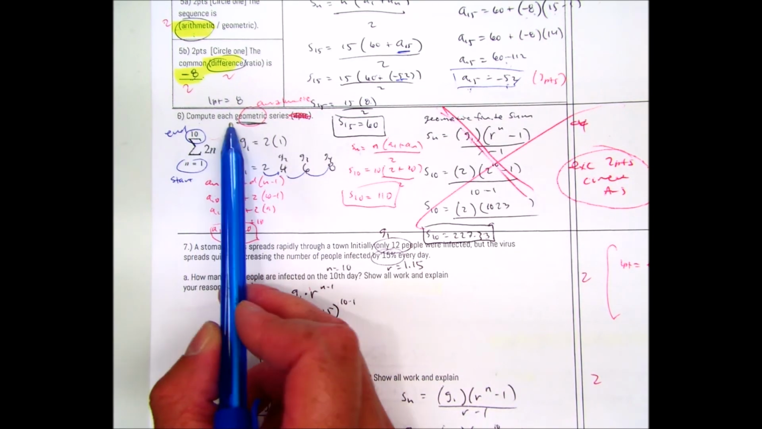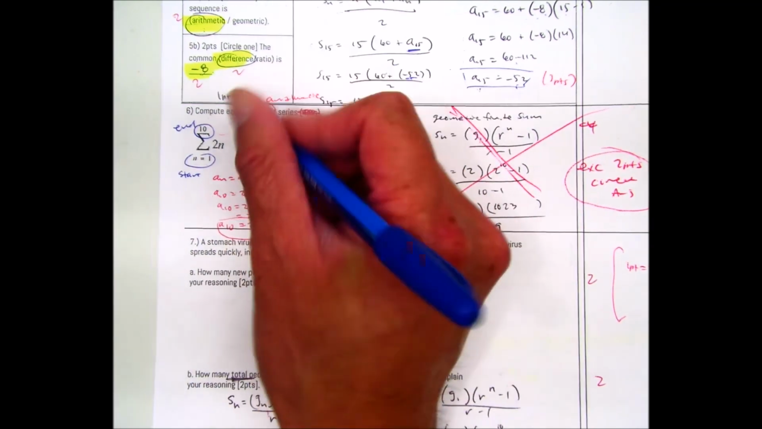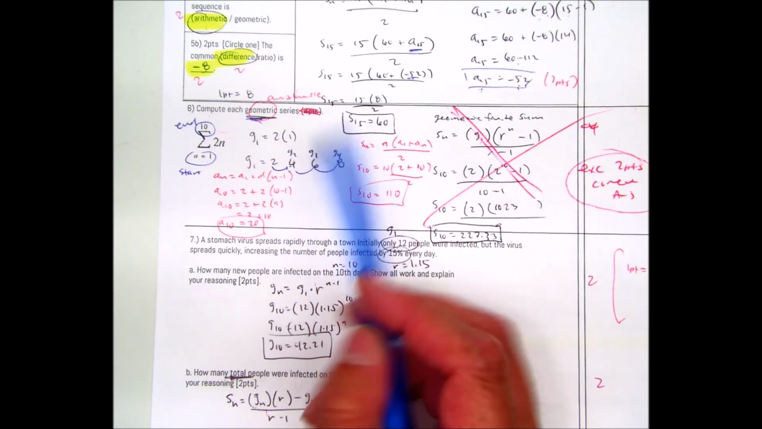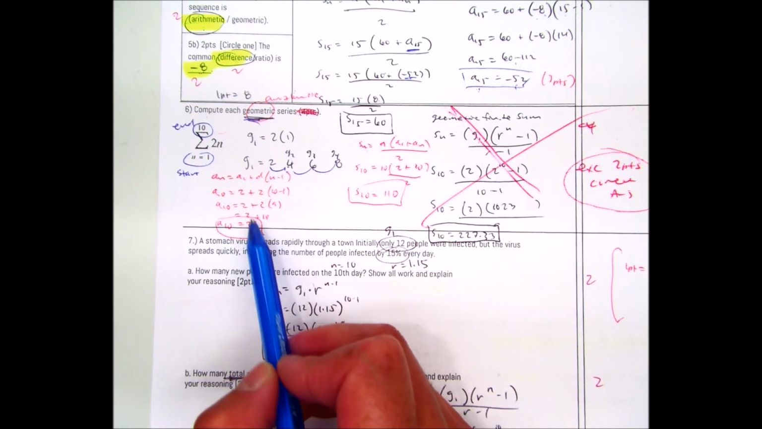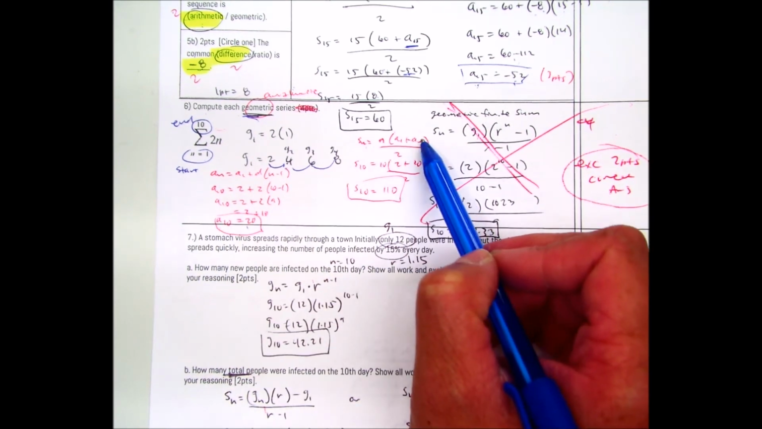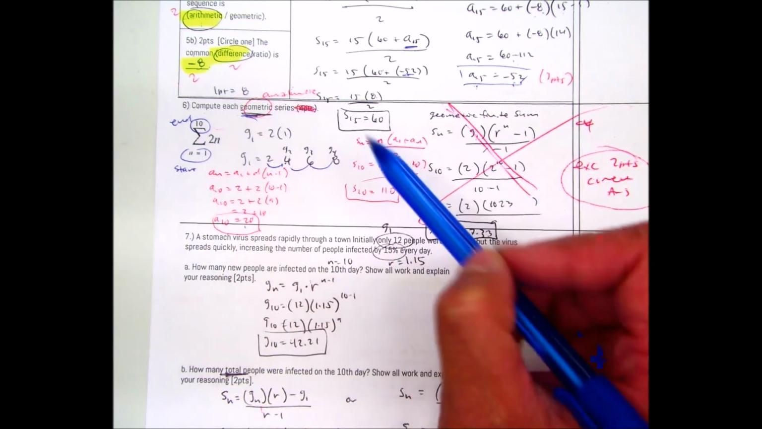So it says compute each geometric series. The reason why it's extra credit is because it's not geometric, it's actually arithmetic. If you use the formula from above, you'll get the 10th value to be 20. And you take the 20th one plus the first one, multiply by the number of terms, which is 10. And then divide by 2, you'll get an answer of 110.